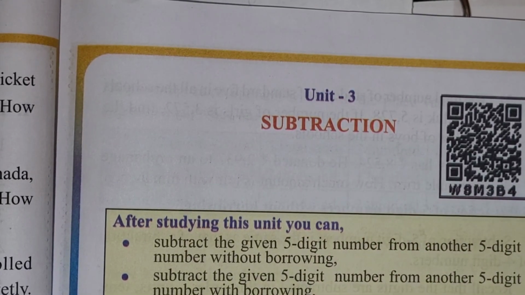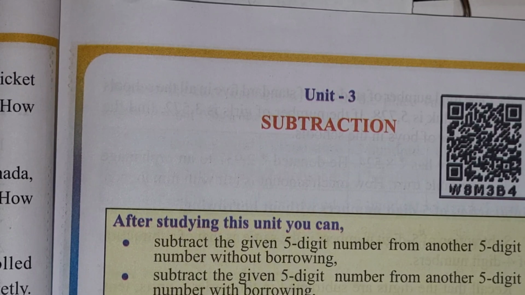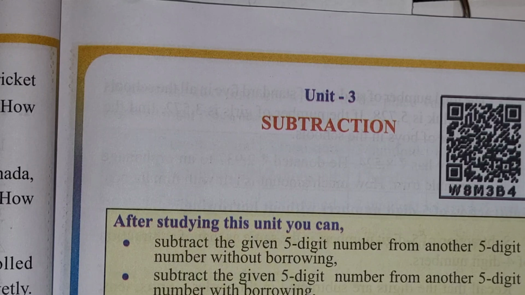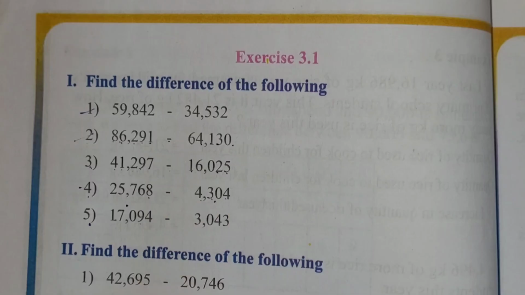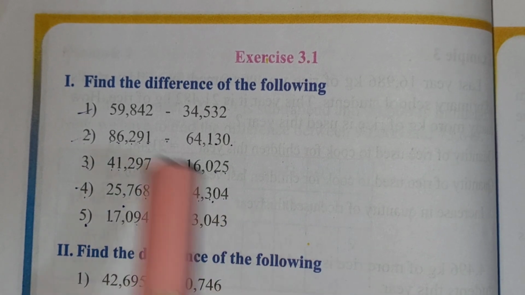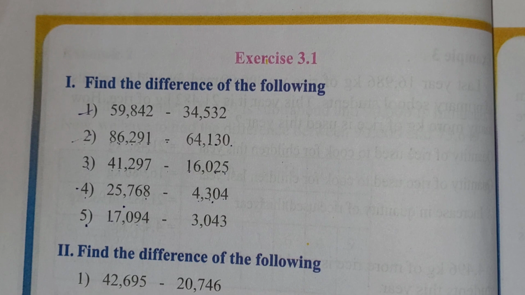So, in this lesson, we have already started subtracting a 5-digit number from another 5-digit number or a 4-digit number without borrowing. We have done that in the previous class, right? We have taken the example from the exercise part, that is exercise 3.1, which is on page number 34, and we have done the first one, find the difference of the following without borrowing, right?